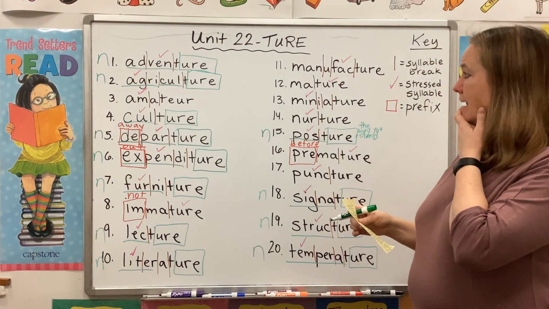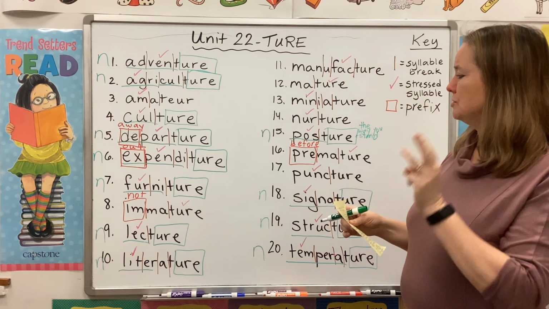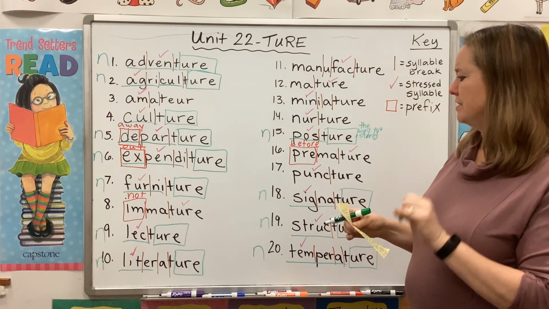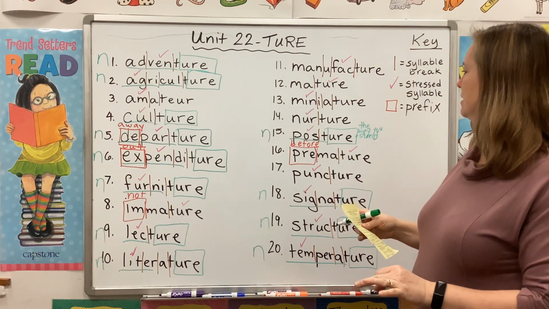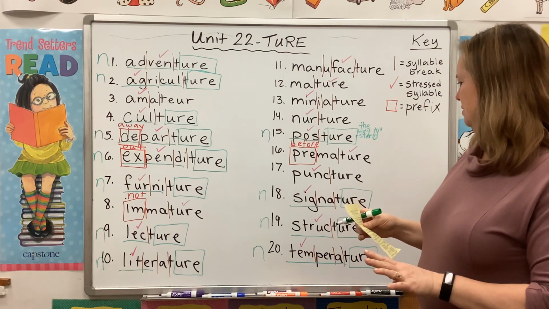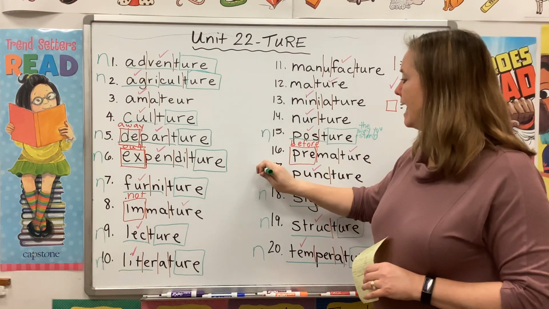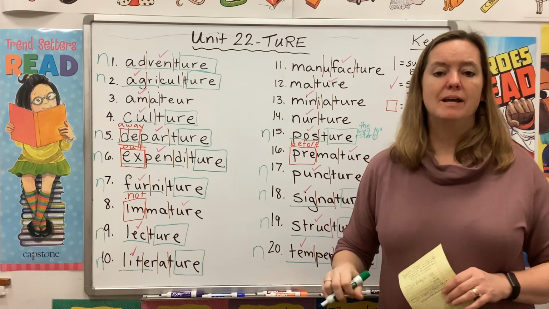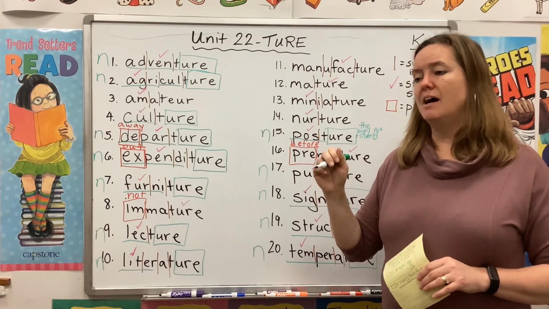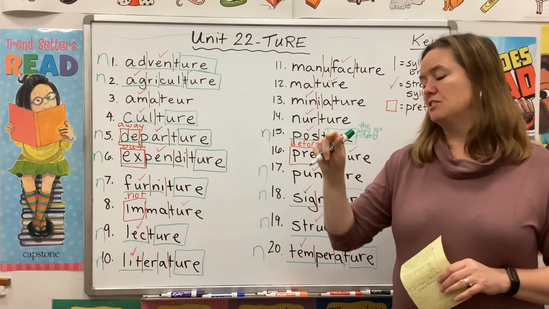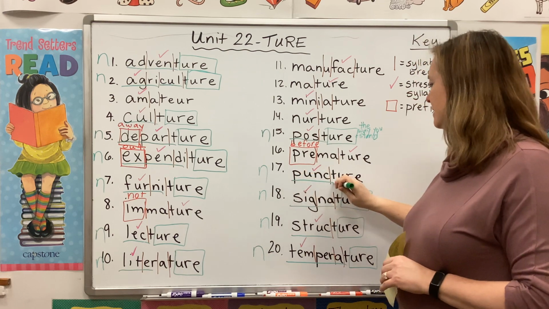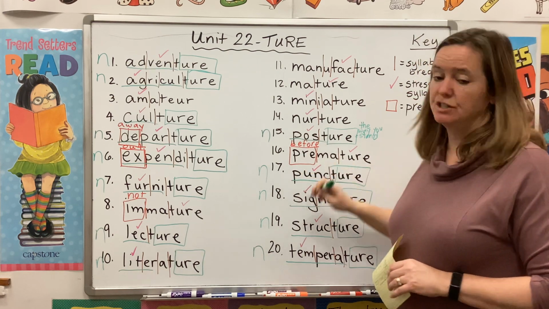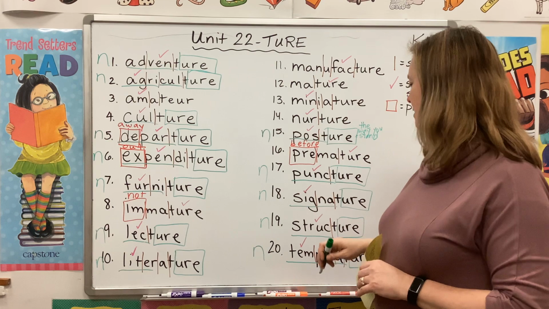Did I get all the nouns? I mean, you can see we have a lot of them. Adventure, agriculture, culture, departure, expenditure, furniture, lecture, literature, posture. Puncture can be used as a noun, right? If your tire, your bicycle tire gets a hole in it, it has a puncture. So that could be a noun as well.